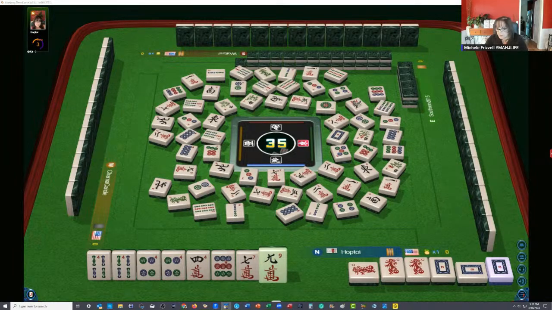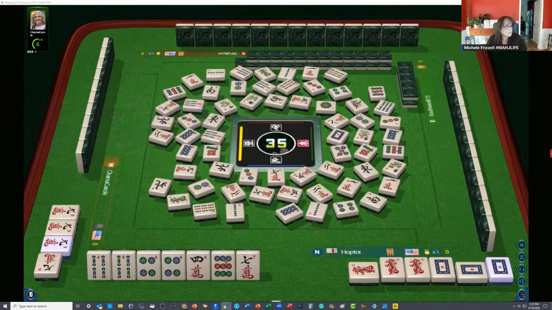So we had 3 discards here. Let's see, 2 discards. 9 characters. 2 discards. Oops. Kong. Okay, East wind, because we got a keeper.